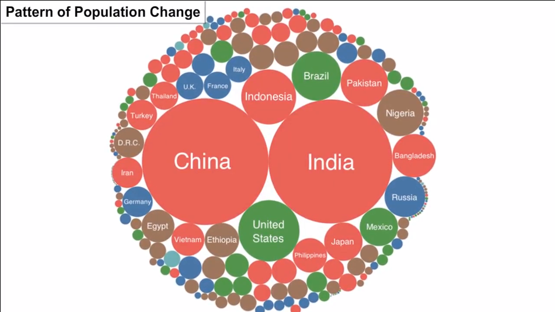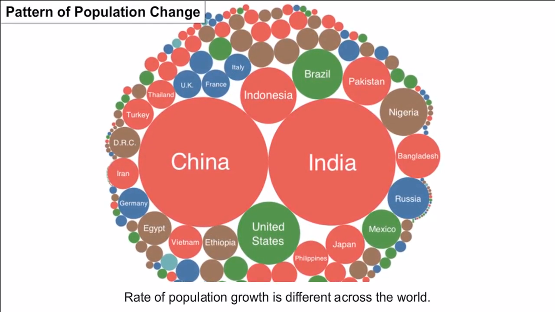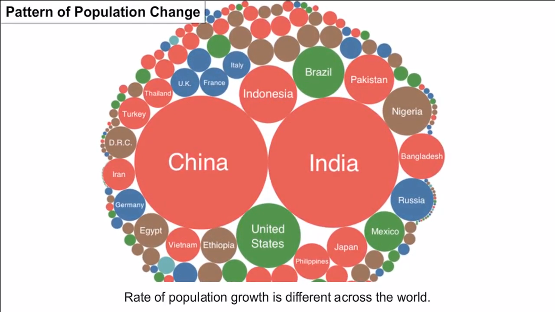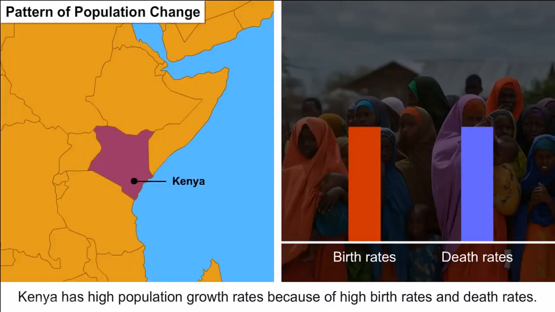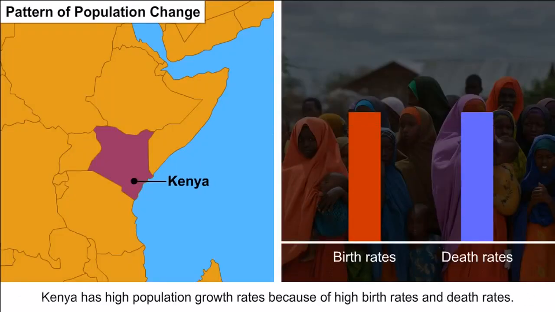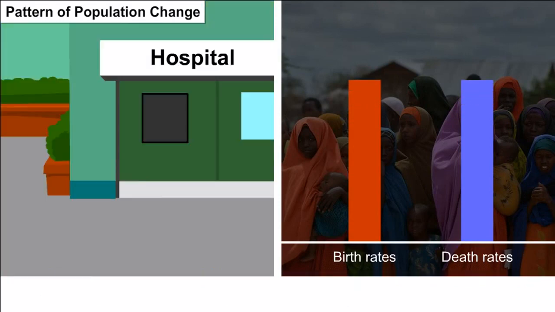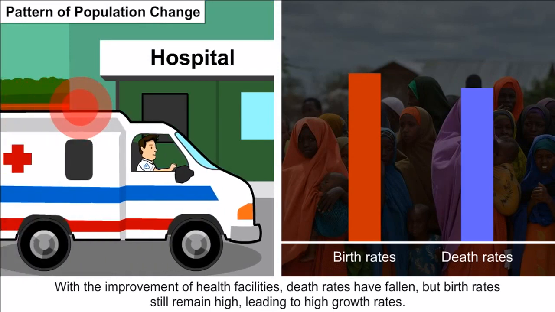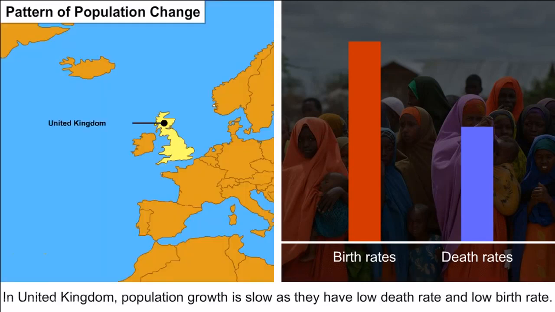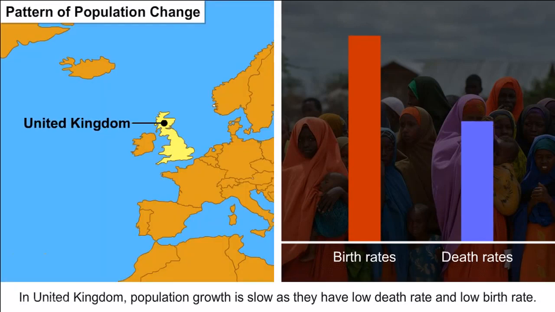Pattern of population change. The rate of population growth is different across the world. Kenya has high population growth rates because of high birth rates and high death rates. With the improvement of health facilities, death rates have fallen, but birth rates still remain high, leading to high growth rates. In the United Kingdom, population growth is slow as they have a low death rate and a low birth rate.